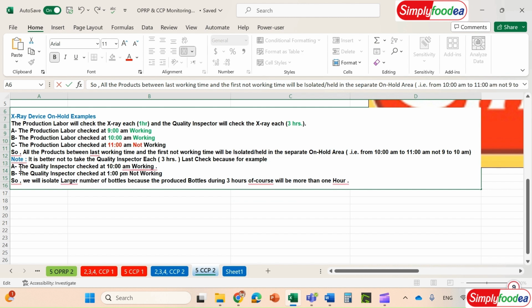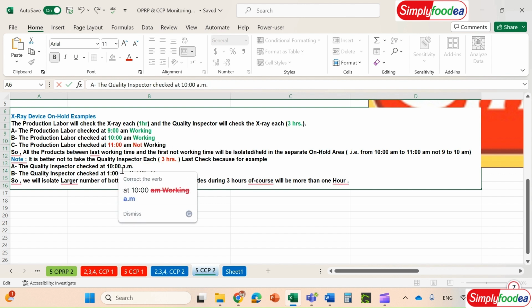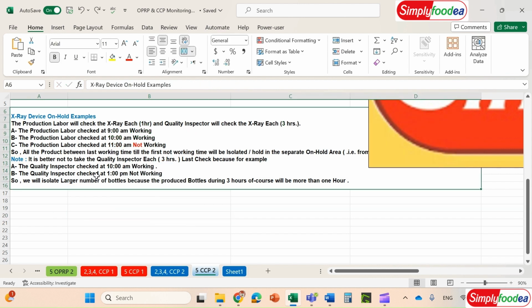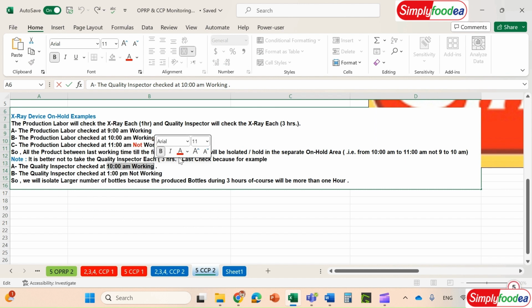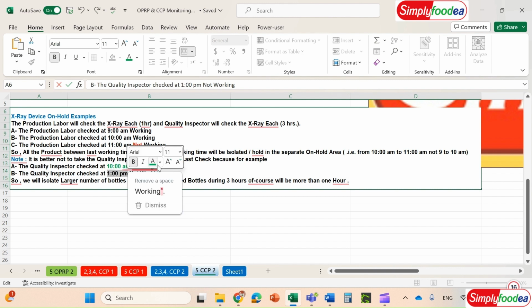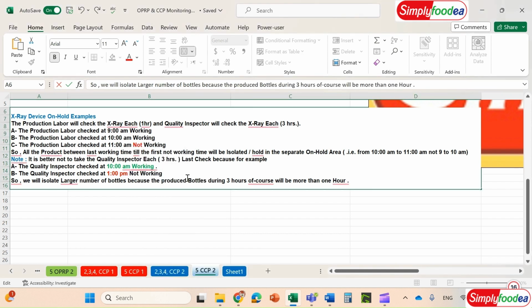Okay. So another scenario: if the quality inspector is the only person who is checking the CCP every 3 hours. So when the quality inspector checked at 10 a.m., it was working. But when the quality inspector rechecked the device at 1 p.m., or 13:00, it wasn't working. So I will have to put on hold the production of 3 hours, which is a very, very big quantity.